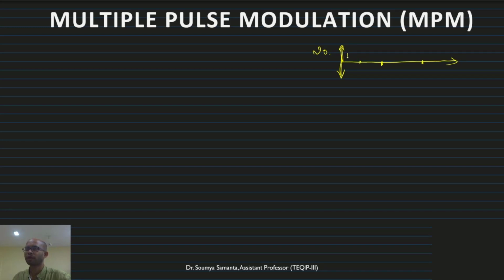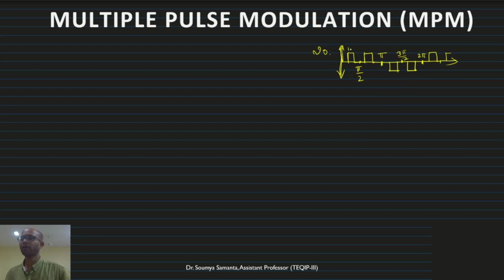So let me consider this is one pulse width, another pulse width. Each has equal pulse width. Maybe it has equal pulse width, maybe a different pulse width. Here I am considering the equal pulse width. So let's say here we are going to get the negative voltage. This is again the negative pulse. So similarly here also we can do it this way. So this is pi by 2, this is pi, this is 3 pi by 2, this is 2 pi, this way. So this is the multiple pulse modulation.